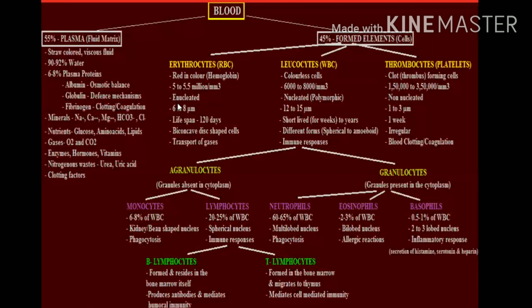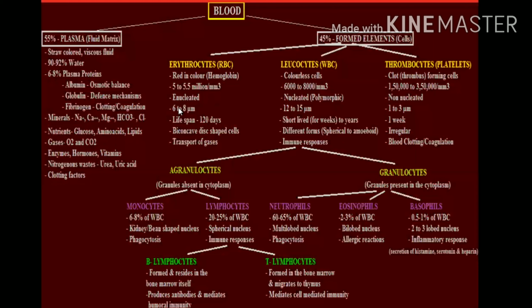Moving to the nucleus, the only nucleated formed element is the leukocyte, and the nucleus appears in different sizes and shapes, so they have polymorphic nuclei. Erythrocytes are enucleated and thrombocytes are non-nucleated.